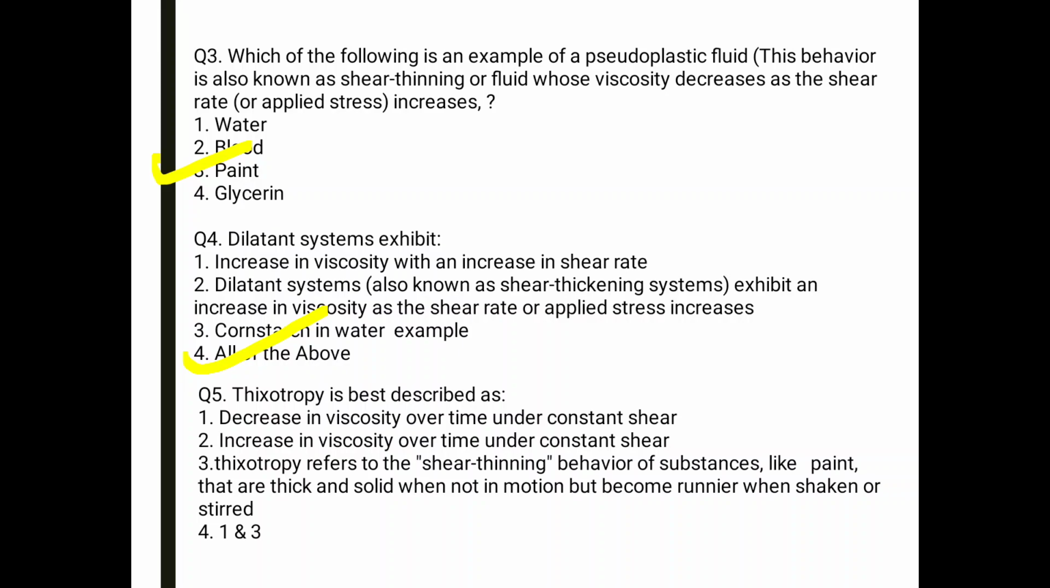Thixotropy, sol gel phenomena, decreasing viscosity over time under constant shear. Thixotropy refers to the shear thinning behavior of substances like paint. So option 4 is the correct answer. Options 1 and 3: decreasing viscosity over time under constant shear, and also refers to shear thinning substances like paint.